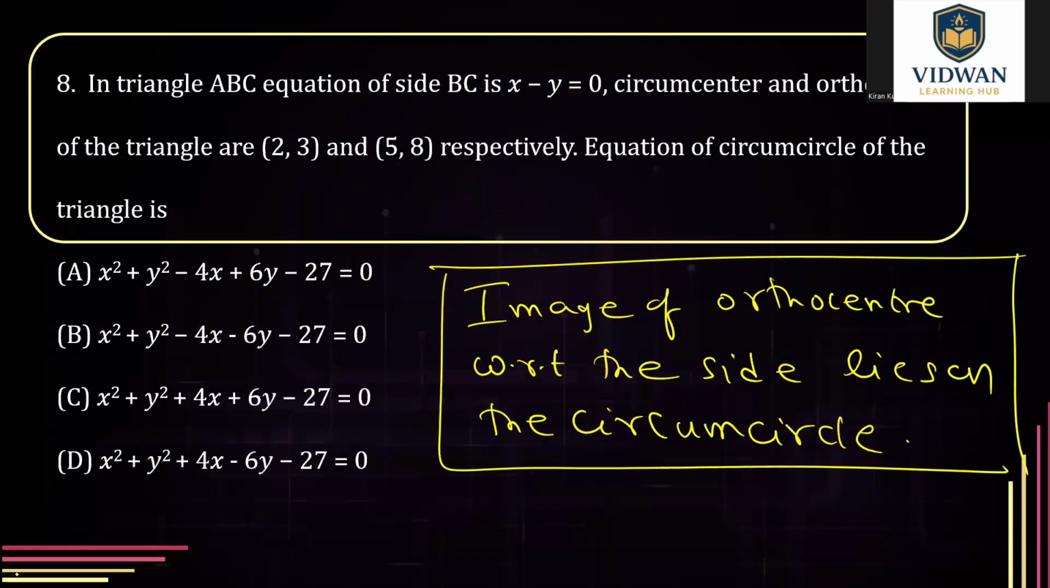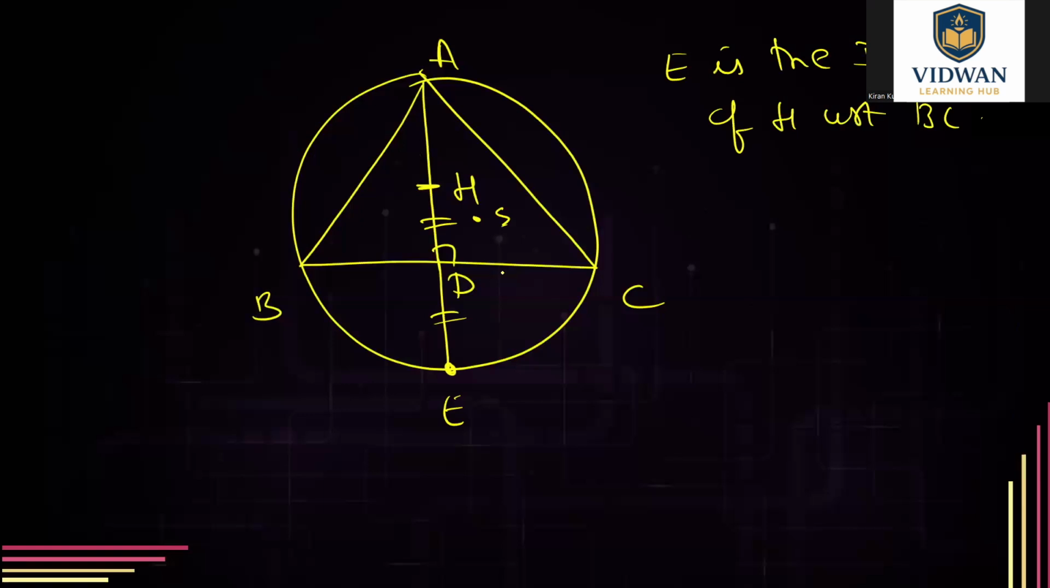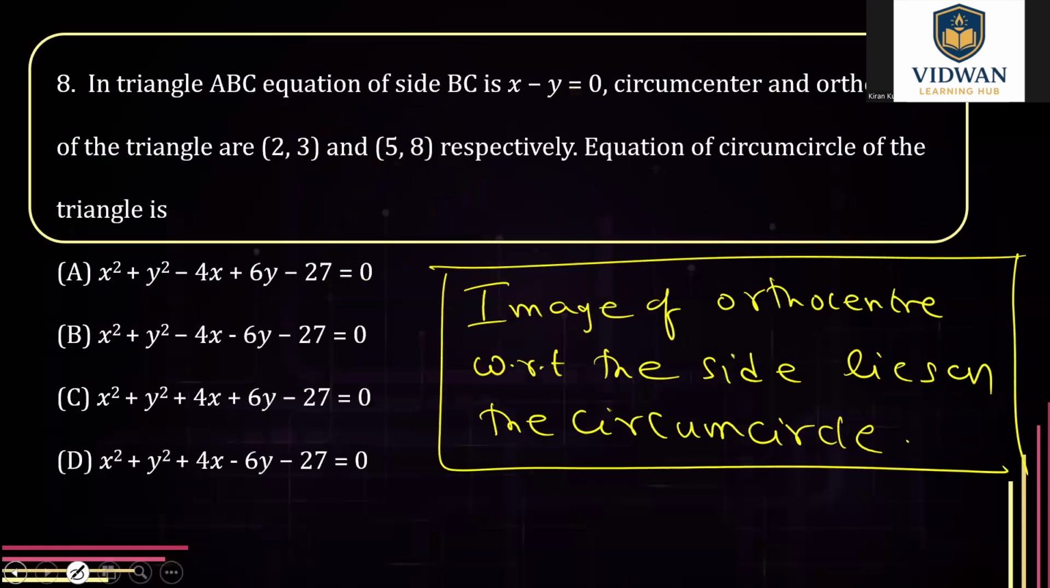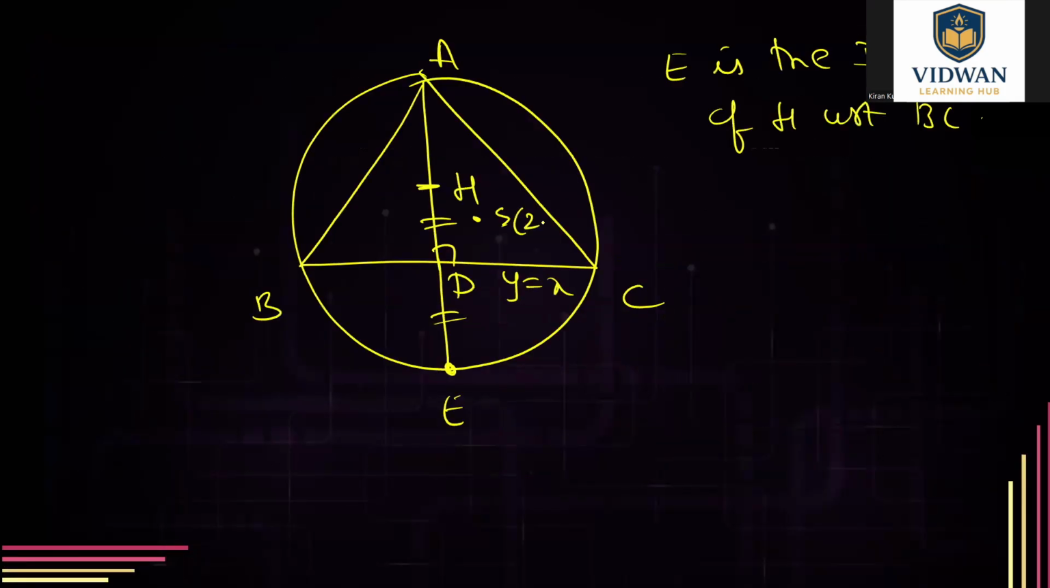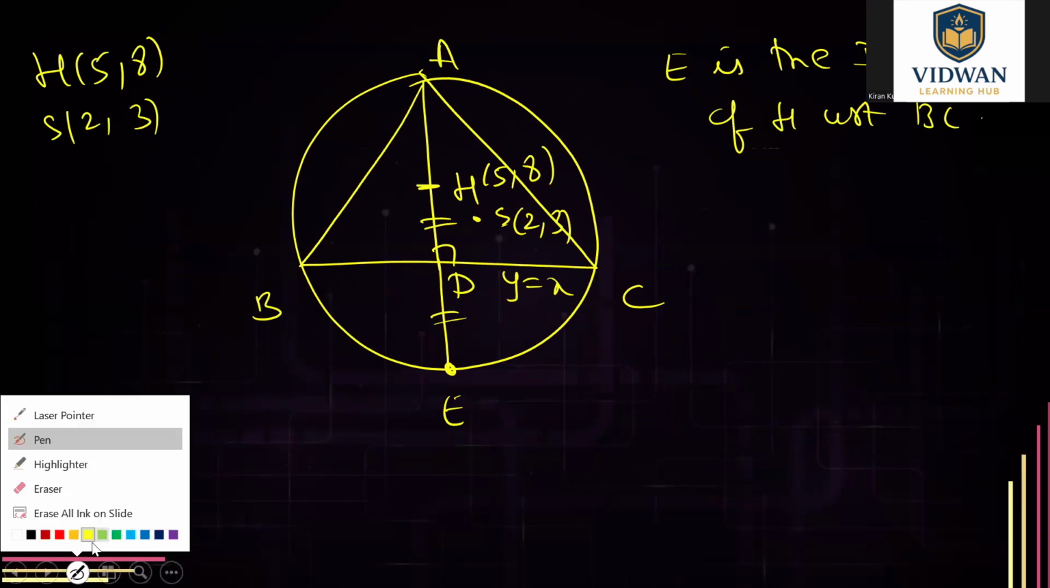So in the question, they gave BC as the line y equal to x. They gave H as 5,8 and circumcenter 2,3. Circumcenter is 2,3, orthocenter 5,8. So H is 5,8, S is 2,3, is what they specified. And you're asked to find the equation of the circumcircle. To find the circumcircle, you have to know the center, which is the circumcenter. The only thing you have to know is the radius. So how to find the radius now? I already gave the property, now it's easy.